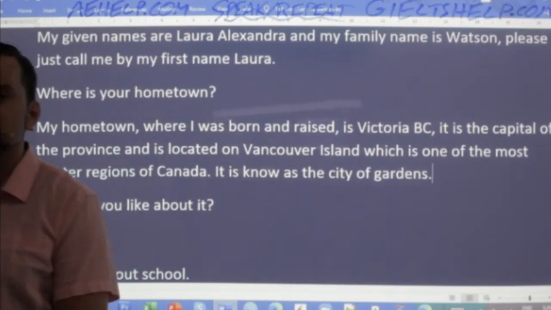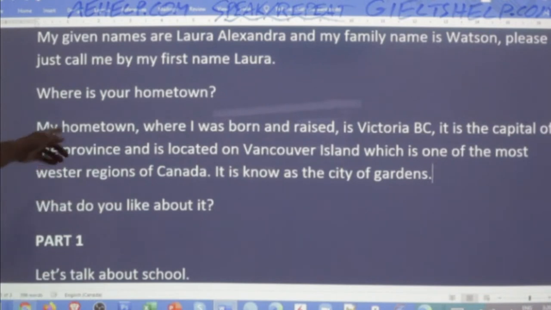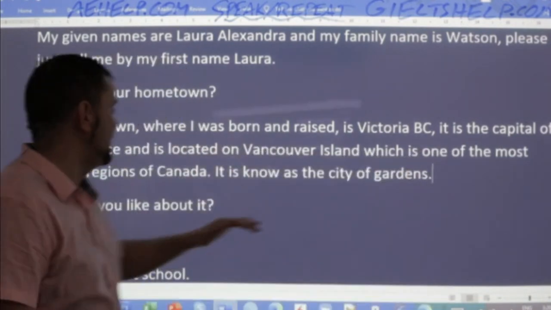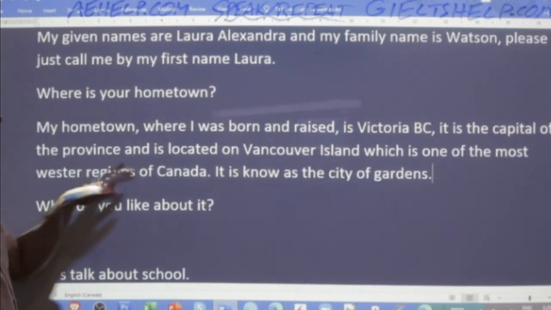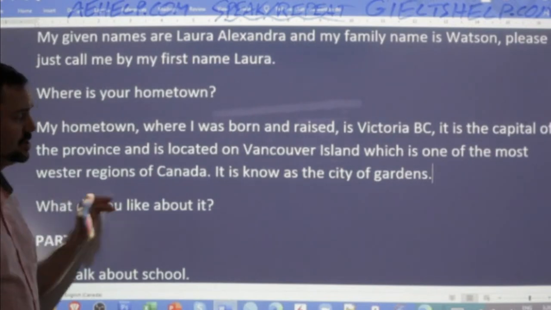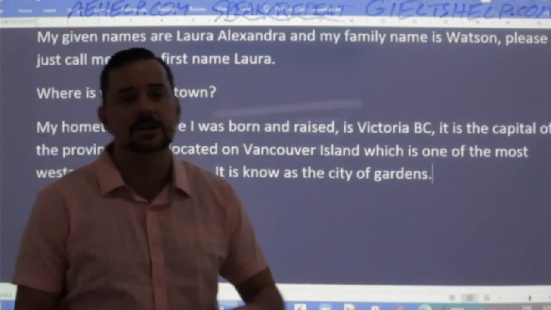Okay, so here we go. Where is your hometown? My hometown, where I was born and raised, is Victoria, BC. It is the capital of the province, and it is located on Vancouver Island, which is one of the most western regions of Canada. It is known as the City of Gardens.